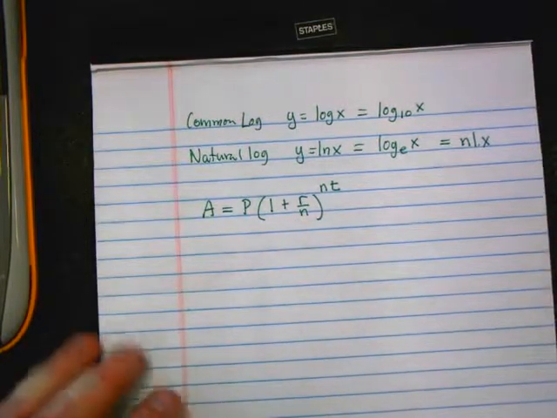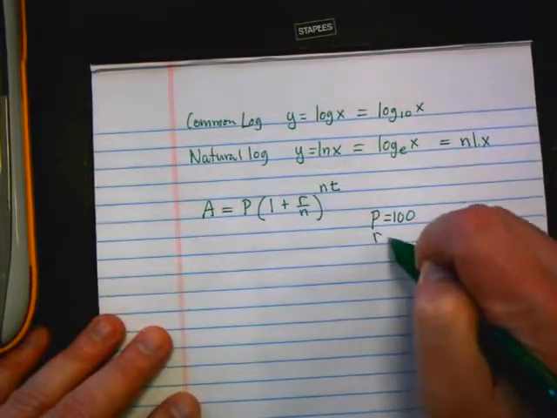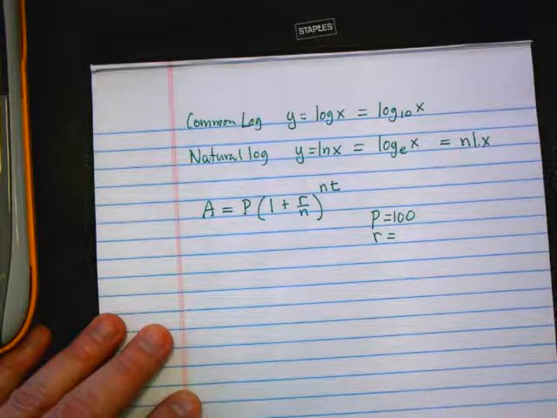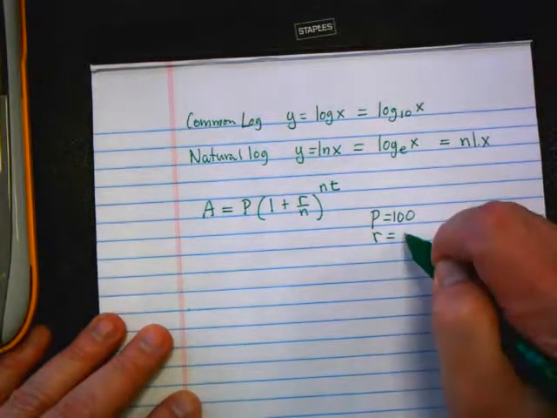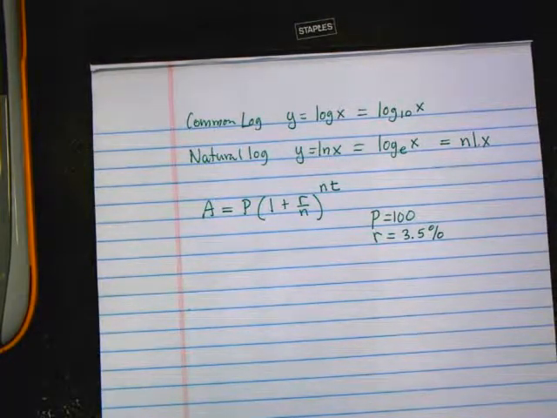So for example, let's say you had $100, and you went to the bank and they gave you an interest rate of 3.5%. If you can get 3.5% interest at a bank right now, you should take it. I think my bank is currently paying 0.03%. Yes, it's less than 1% is what banks are paying right now. So if you can get 3.5% at a bank, you're doing fantastic.